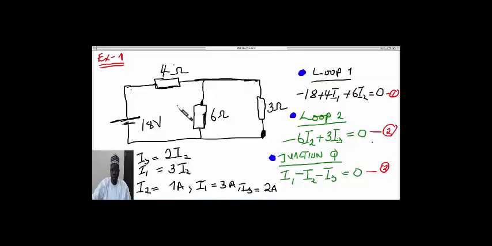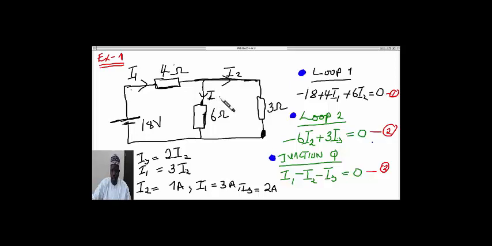So we are given this circuit. To start using Kirchhoff's laws, we have to assign currents to the circuit. So we can say we have one current here, which we can call I1. Let's say we have another current here, moving this way, which is I2, and we can assign another current here, I3.